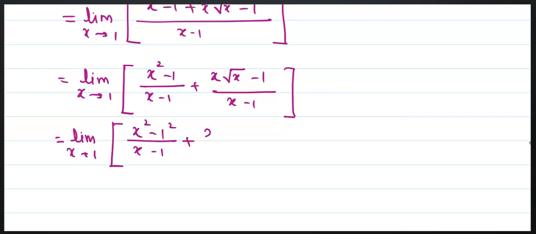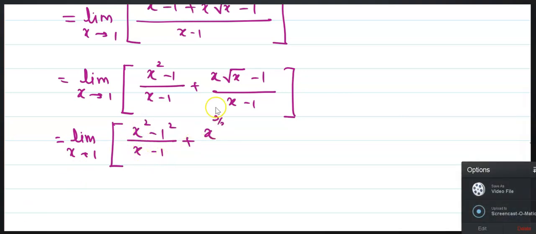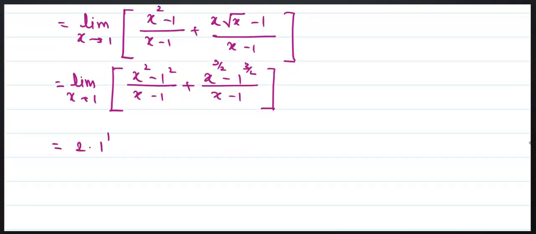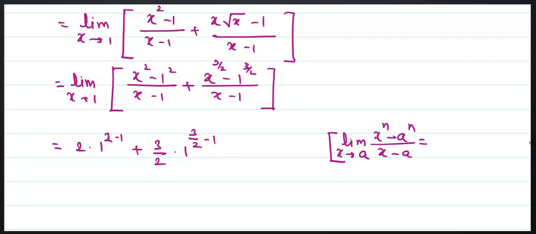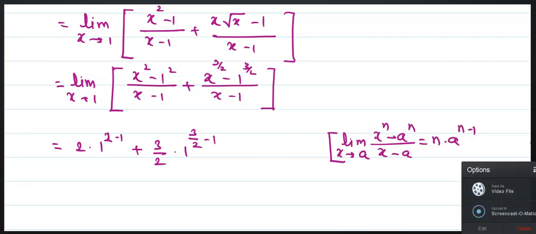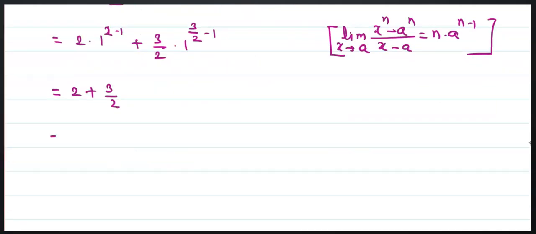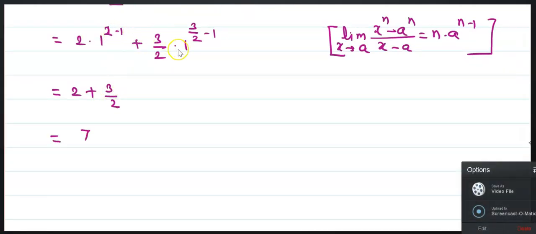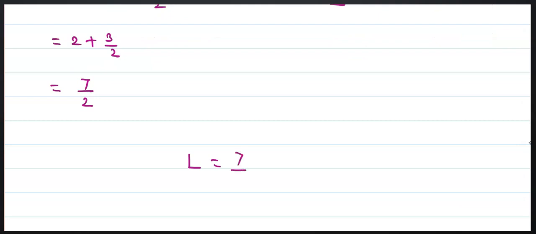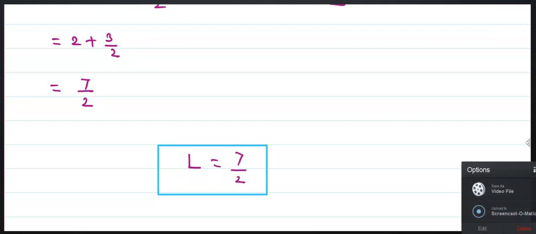Now here we will apply the formula, that is x square minus 1 square upon x minus 1 plus x raised to 3 by 2 minus 1 raised to 3 by 2 upon x minus 1. And we will apply the formula that we have learned in the first exercise. That is limit x tends to a, x raised to n minus a raised to n upon x minus a is equal to n into a raised to n minus 1. By using this, here is 2 into 1 raised to 2 minus 1 plus 3 by 2 into 1 raised to 3 by 2 minus 1. 1 raised to 2 minus 1 is 1, 1 raised to 3 by 2 minus 1 is again 1. 2 plus 3 by 2, that is 4 plus 3, that is 7 upon 2. This is equal to 7 upon 2. This is the answer.